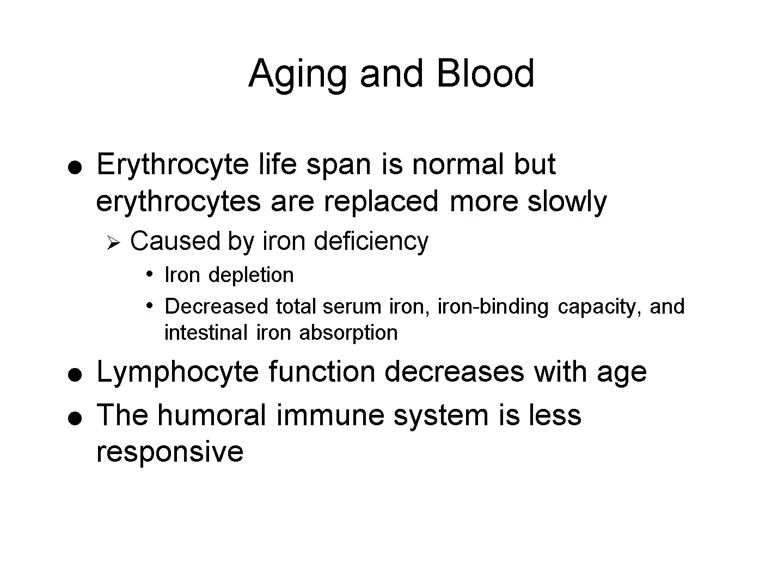As people age, their hematologic system gradually declines in function. Although the lifespan of red blood cells remains normal, their production slows due to diminished iron absorption and reduced erythropoietin response. This often leads to mild anemia in elderly individuals. Additionally, lymphocyte function declines, impairing the immune response. The humoral immune system also becomes less responsive, increasing susceptibility to infections and reducing vaccine effectiveness.